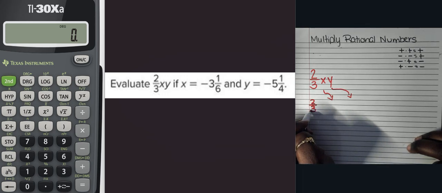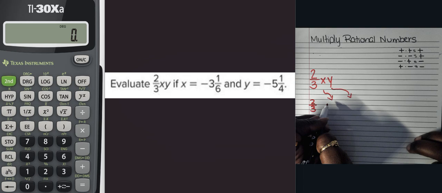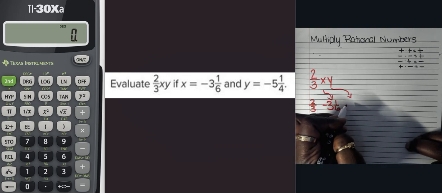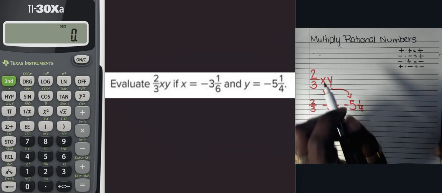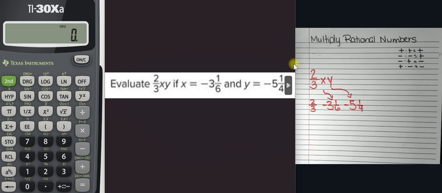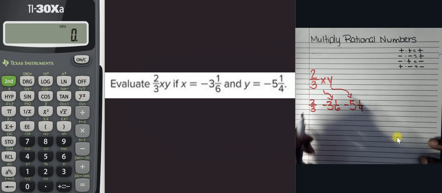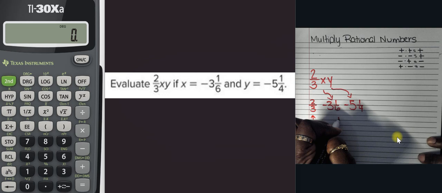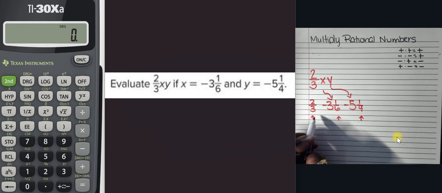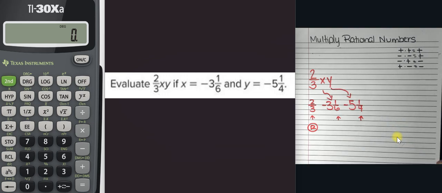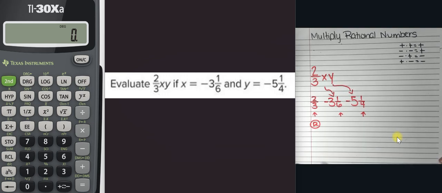Okay, so what I'm going to do is rewrite my problem. So we have 2/3 and we're going to multiply that by x. X is going to be -3 1/6, and y is going to be -5 1/4. So that's what we get there. And so the first thing that I want to do is look and see if I have repeating or terminating decimals. Okay. So I know thirds increase by 0.33333, right? So this is a repeating decimal. So there's really no need for me to even go any further. They need to stay in fraction form.